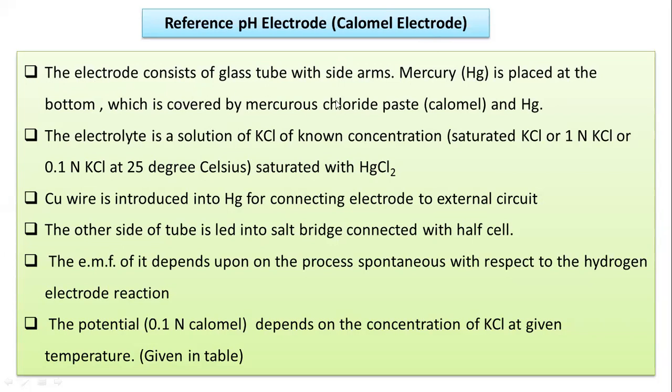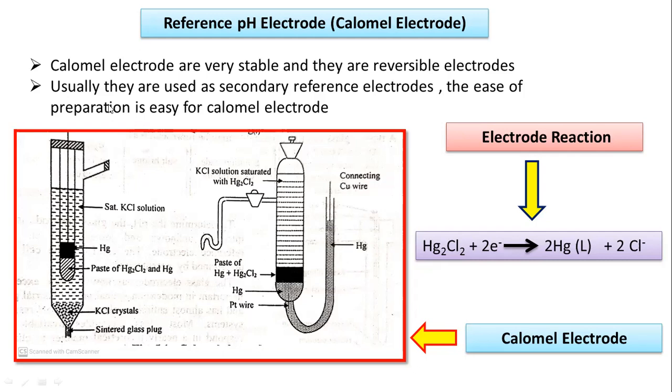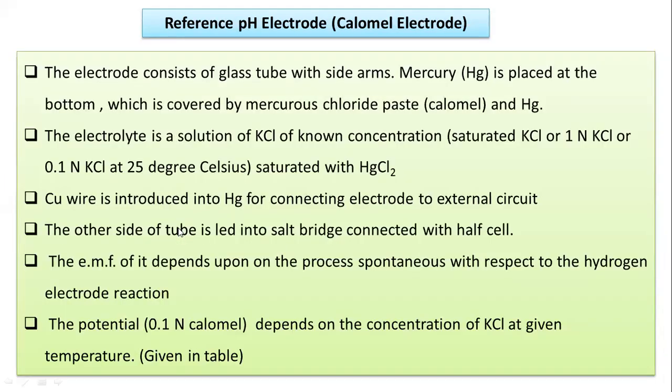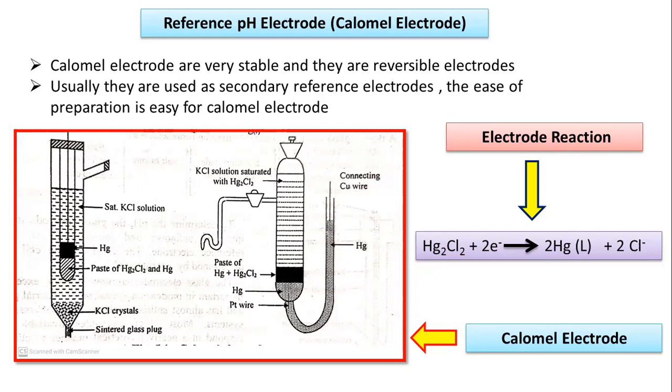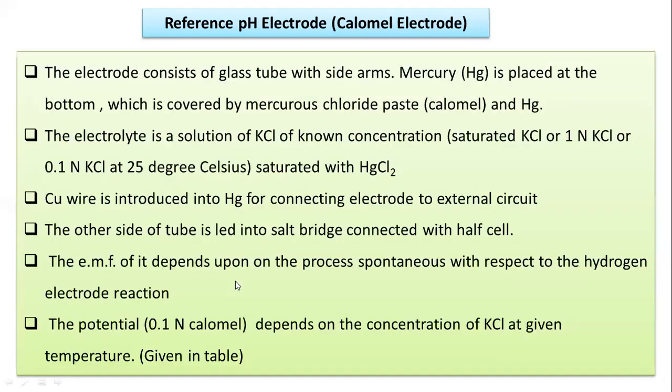The electrode consists of a glass tube with side arms. So these are the side arms, and that electrode is consisting of a glass tube with the side arm. Mercury is placed at the bottom, which is covered by the mercurous chloride paste. So you can see that the mercury is placed at the bottom, and that is consisting of the mercurous chloride, that is Hg2Cl2. The electrolyte is a solution of KCl of known concentration.